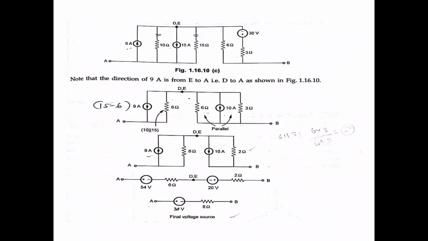Next, 9 into 6, current source to voltage source, gives 54. Next, 10 into 2 is 20, with the 2 ohm and 6 ohm as they are. 54 minus 20 is 34, and 6 plus 2 is 8. Okay, stop the video. Remaining next class. Thank you.